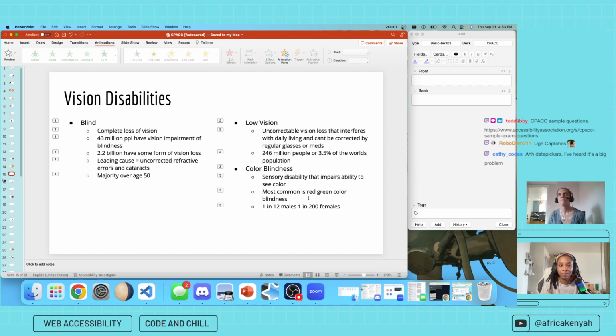Yeah. Kathy Code said, date pickers, I've heard it's a big problem. It does seem to be a big problem that we've come across for some reason. They can't figure out how to do them correctly.